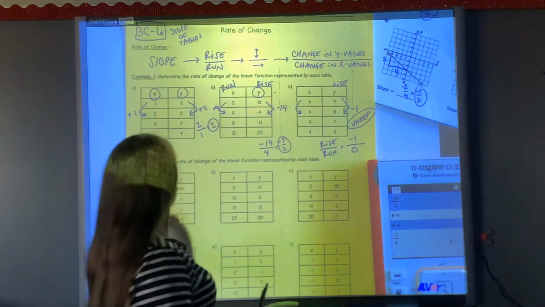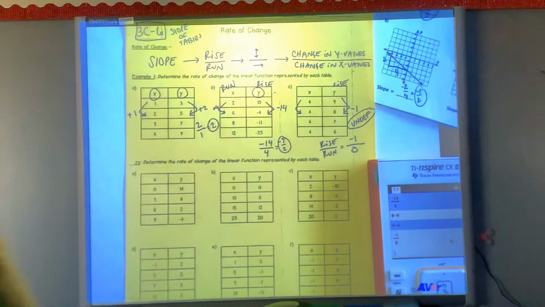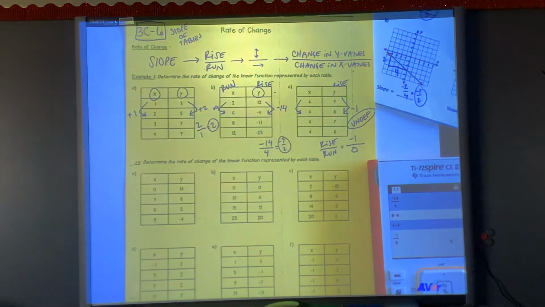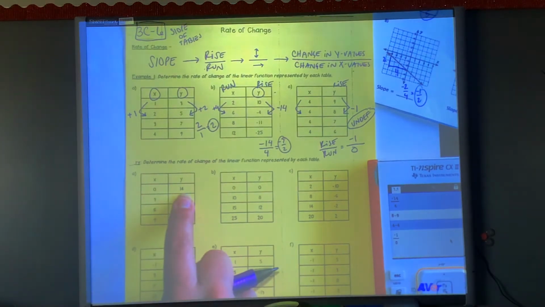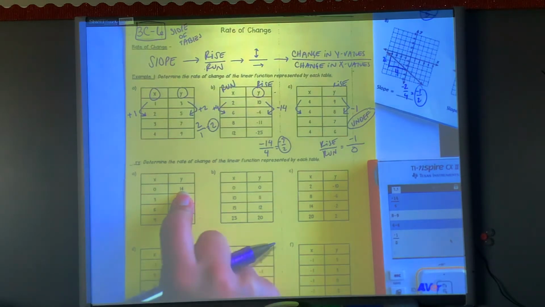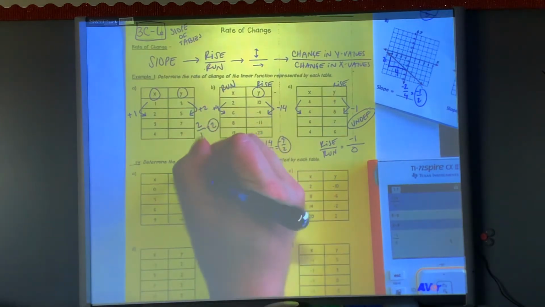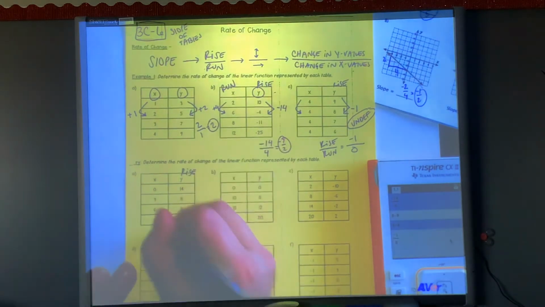So let's go down to example A. I'm going to do a few more of these with you, and then you're going to do some on your own. Side note, I realized that this says 0, 14. You might remember from old pathways that this 14 right here would represent a y-intercept where it crosses the y-axis, but we're not really talking about that right now. We're talking about slope. So let's go back to finding rise over run.